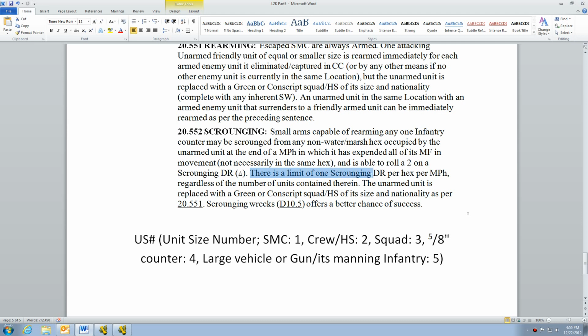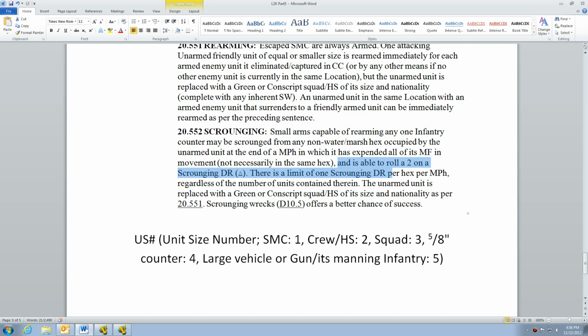There's a limit of 1 scrounge die roll per hex per movement phase, regardless of the units contained therein. An unarmed unit is replaced with a green conscript, either a squad or half squad, depending on what the prisoner unit size was. And of course, if you can scrounge Rex, you have a better chance of success. So is able to roll a 2 on a scrounge die roll.